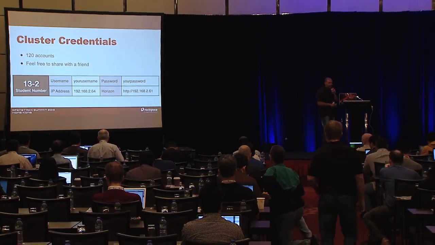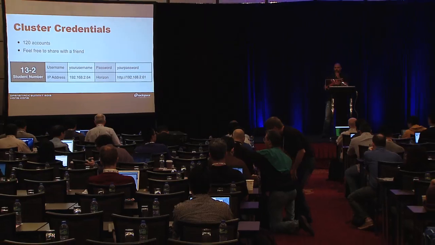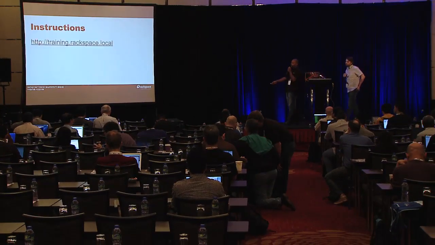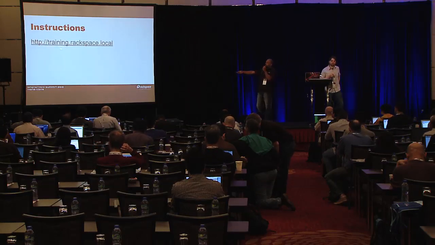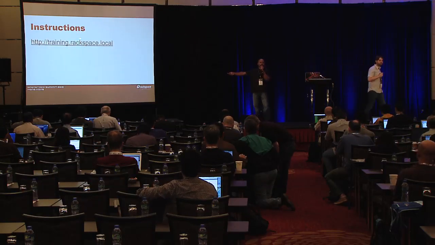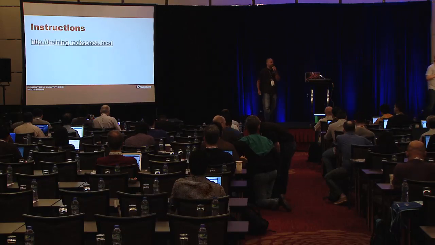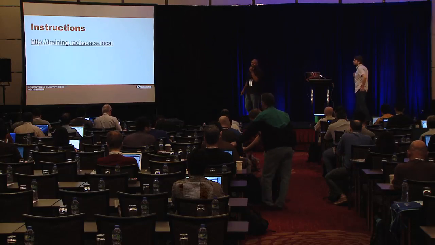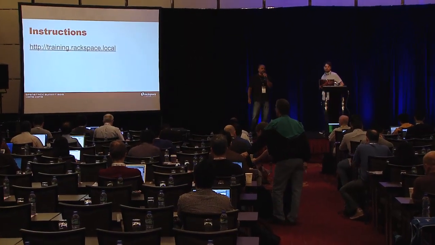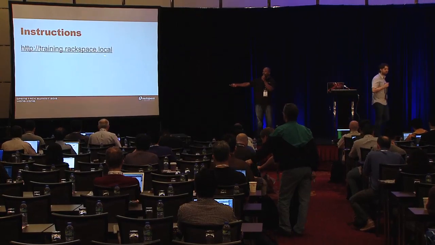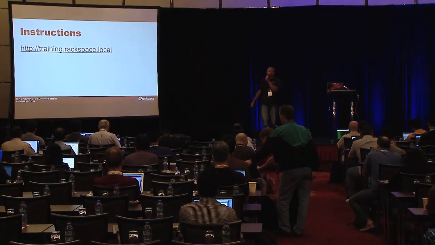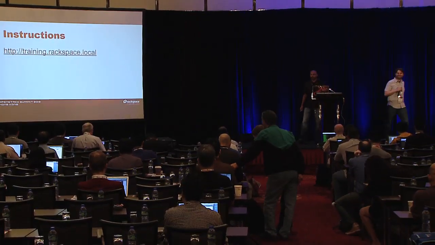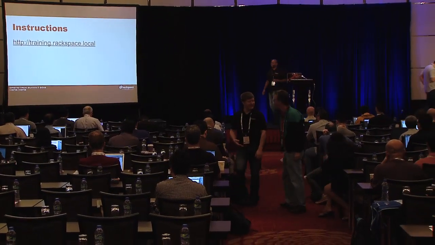Excellent. Okay. So one last thing we need to share with you is the instructions for things that you can do on Nova. All these instructions are going to be located at training.rackspace.local. There'll be a PDF there, and in that PDF, we will have the instructions for the rest of our session this morning. That is available on the Wi-Fi network. You don't have to call it back on the internet, okay? Great point. Thank you, Byron. You're welcome.